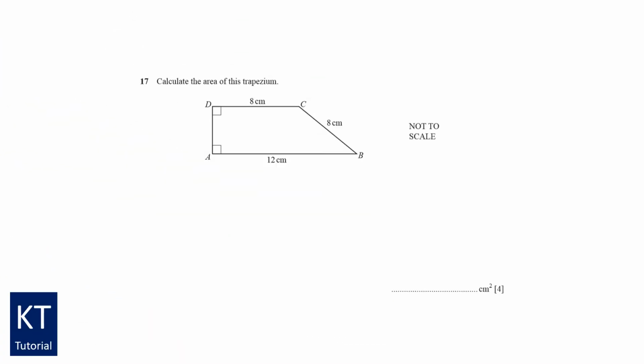Question 17. Calculate the area of this trapezium. By dropping a vertical line from C to E, CE can be identified using the Pythagoras formula. The required area of the trapezium is the average of its two parallel lengths times CE.